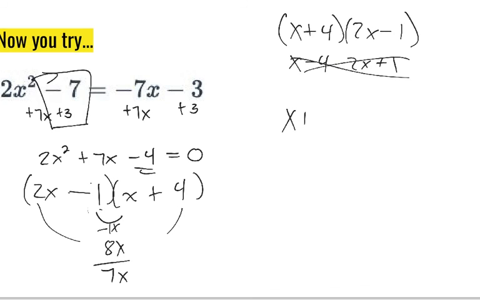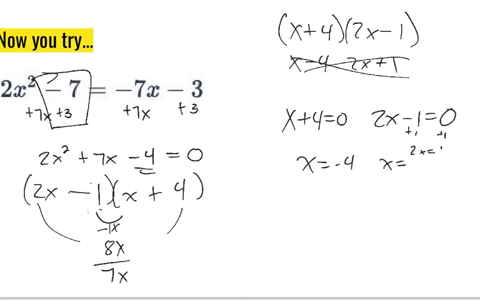My next step is to set each one of these equal to 0, and you should get the same answer. Do you get negative 4 and add 1? 2x equals 1, divide by 2, I get 1/2. So x equals negative 4 and x equals 1/2. That's good.